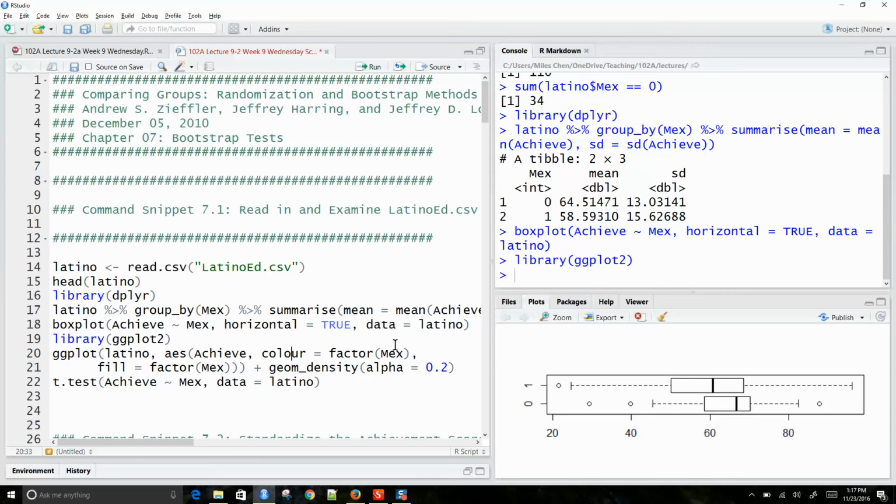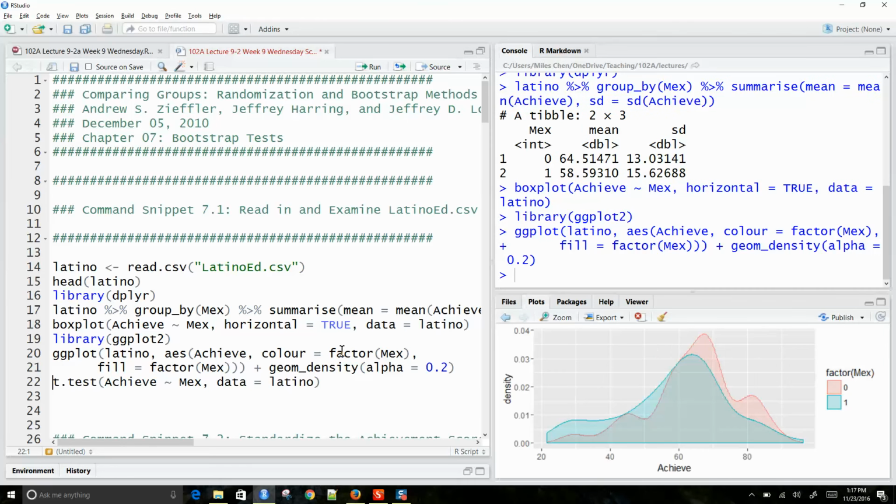So ggplot knows to treat it not as a numeric value, but as a factor, as a category. Okay? And then we're going to add geom_density, so we get a density plot. And then alpha here is just to change the coloring. Okay? So I'll just plot that right here.